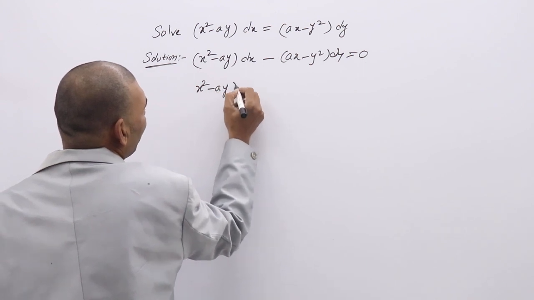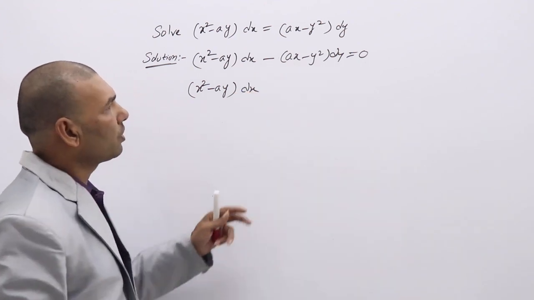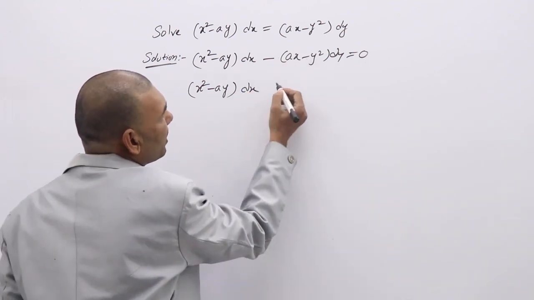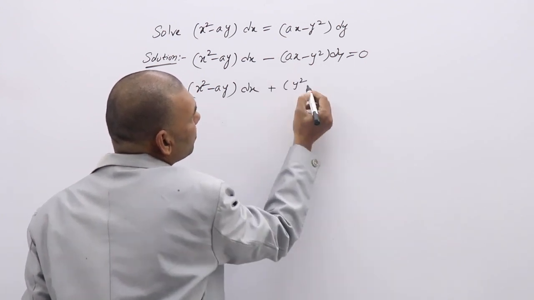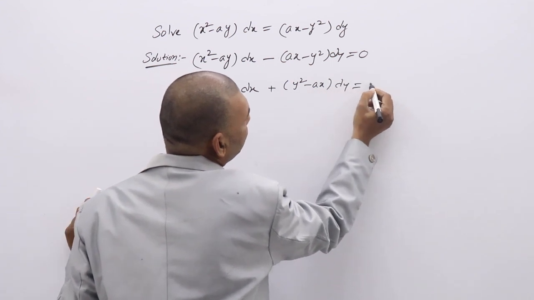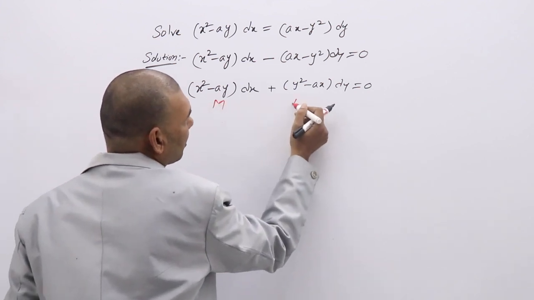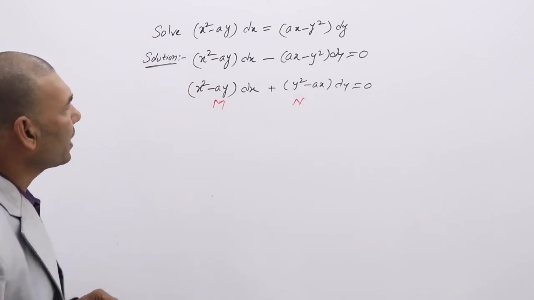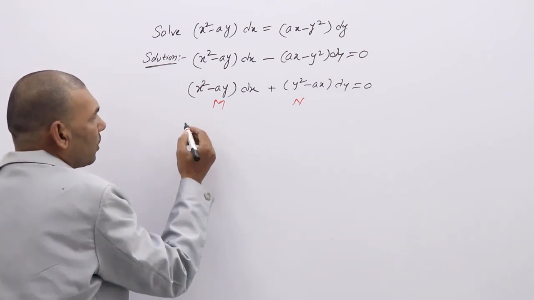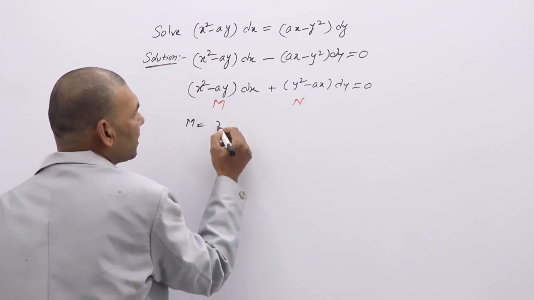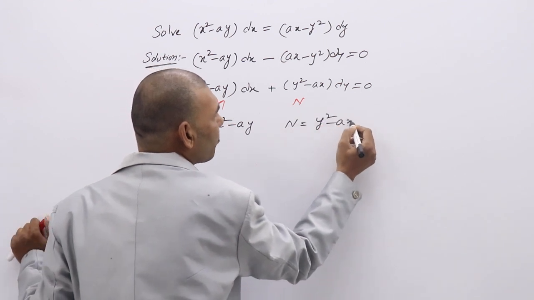(x square minus ay) dx. If you send the minus into the bracket, what happens? Minus into minus is plus, so plus y square. Minus into plus is minus ax dy. So now this is exactly in the form M dx plus N dy. Now we need to check whether it is exact or not. For that, note down first M. What is M? M is the dx coefficient, x square minus ay. N is the dy coefficient, y square minus ax.